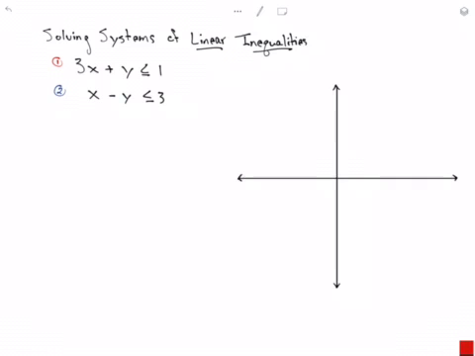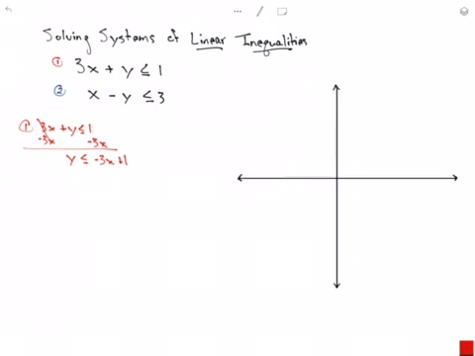So on my first line, I'm going to start off with 3x plus y is less than or equal to 1. I'm going to subtract 3x from both sides to get y by itself on one side of the inequality. And when I do that, I'm going to end up with y is less than or equal to negative 3x plus 1. Now I've got that in slope-intercept form, which makes it a little bit easier for me to graph.